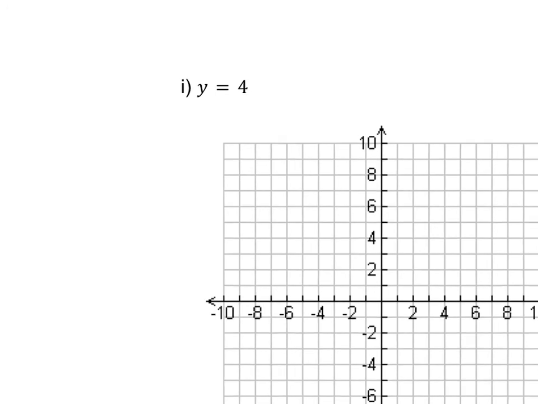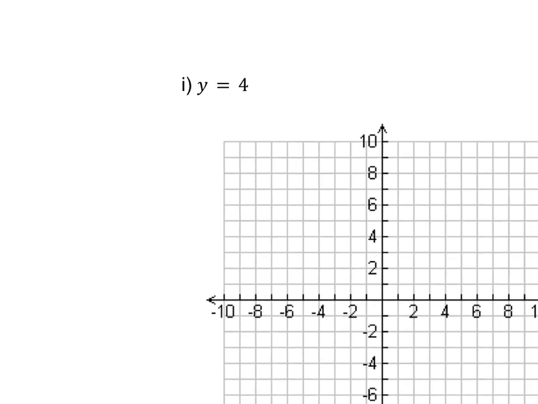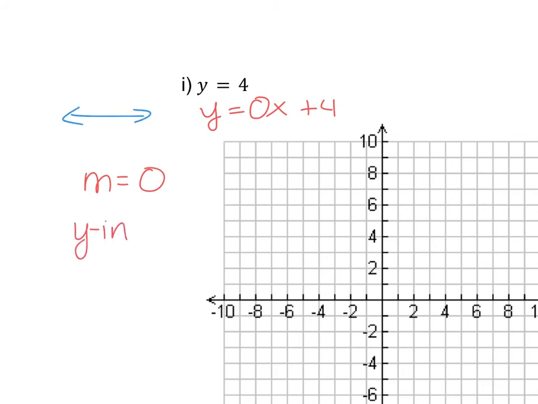All right, next one. Ooh, okay, let's talk about this. What is missing? The something x, right? So when something's missing, it's being multiplied by 0, or it is 0. So this is like y equals 0x plus 4. If it helps you to see it written this way, that's fine, do it. So what do you know about this slope? Well, it's 0, which means, remember, it's a horizontal line. The y-intercept is going to be at 4, so 0, 4.